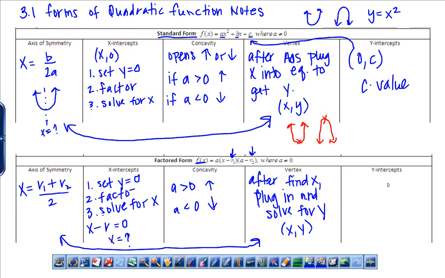The y-intercept, in this case, is a 0 comma number, and since this is not already solved for us, we're going to have to do a little work here. So in this case, I know that x equals 0. Plug in 0 for all our x's and solve for y.